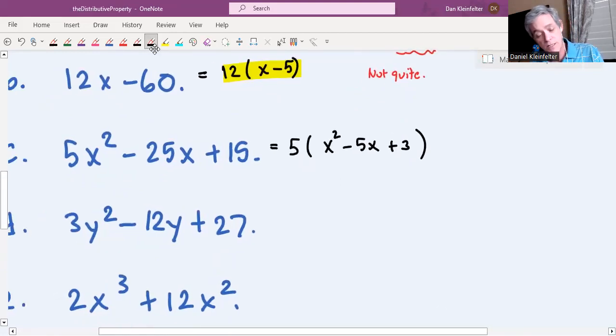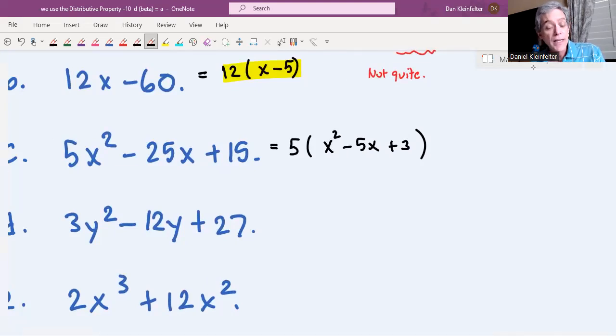Okay, so next up, let's try 3y squared minus 12y plus 27. Here, 3, 12, and 27, the largest number that divides into all three of those is going to be 3. That will leave us with y squared minus 4y plus 9.